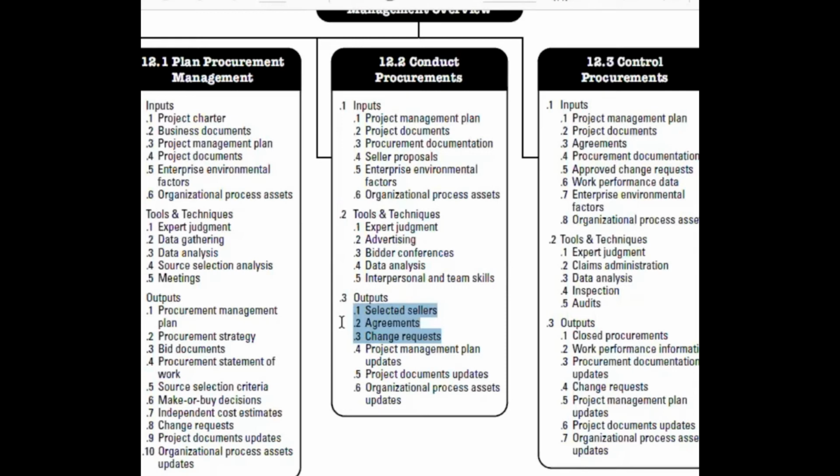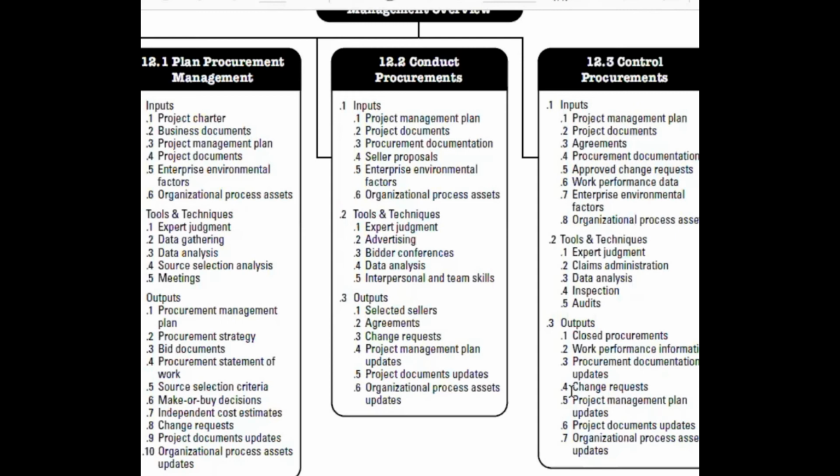Once you have the signed contracts, now you will control the procurement with the help of those agreements as an input, and procurement documentation, with which they are bound to provide the same thing that they have mentioned in the procurement document. And then based on work performance data, you will produce information. If the work is complete, you can close the procurement. If the work is not complete, you will produce a change request to realign the project with the project documentation. That was the knowledge area for project procurement management.